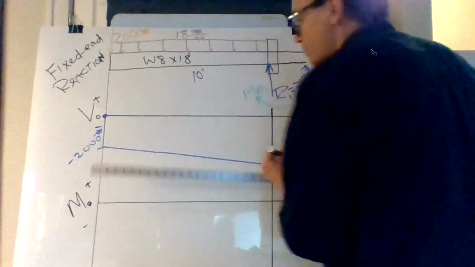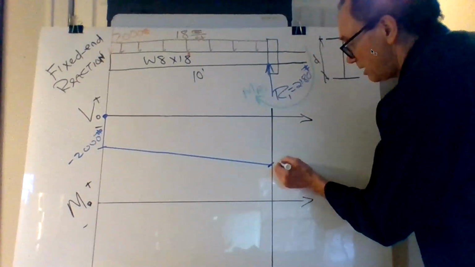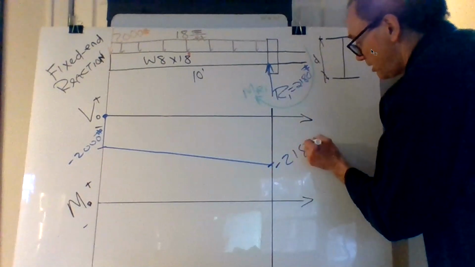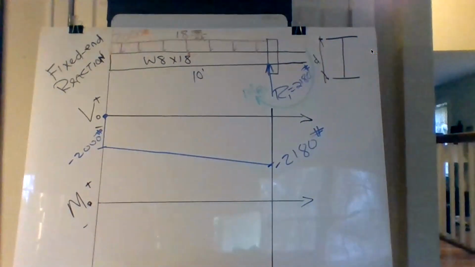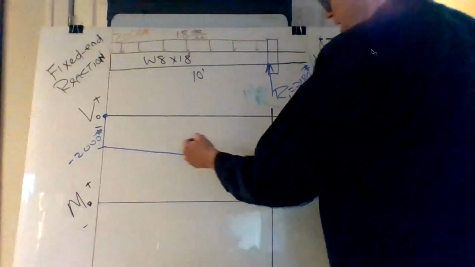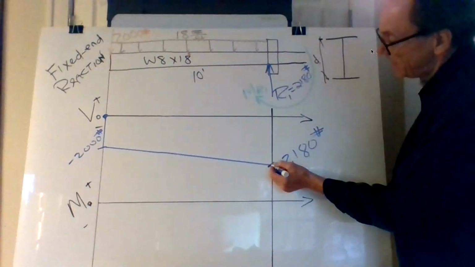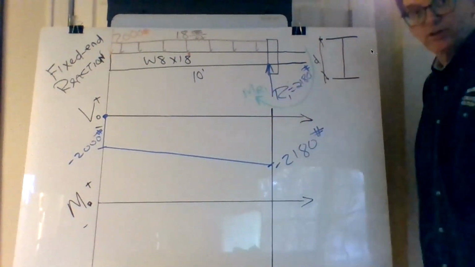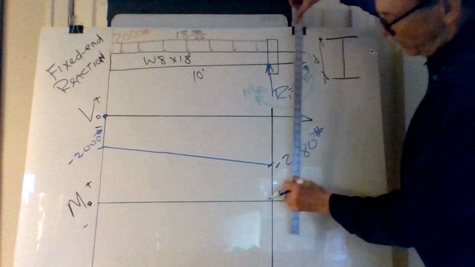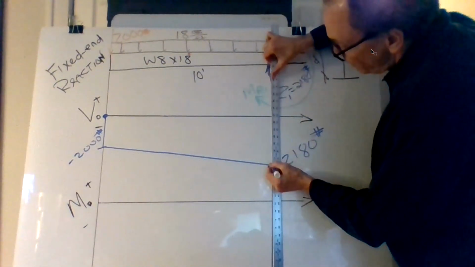Oop, that's supposed to be straight. Okay, so there's only one area, but then what does it do? It's got to go back up R1, but R1 is 2180. Isn't that amazing? Goes up to 0.